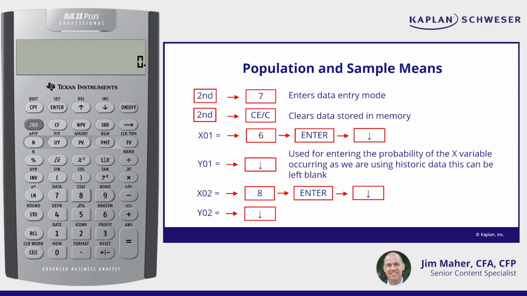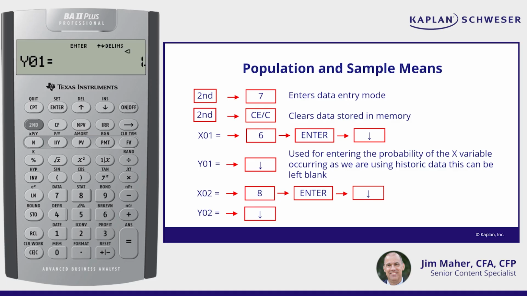So now what we're going to do is go over to our emulator, and we're going to go second, and we're going to enter our data entry mode, and we can see that we have a value stored in our X01. Well, that's not a good thing, and that's what you want to make sure, that you clear all your stored data in memory. So check this out. We're going to do second, and then we're going to do clear work. So we're going to start fresh, and that's very important that you do that. Make sure that if you're working with another series of data that you do clear this out before entering in a new series. So we're going to do 6 for our first year's return, enter.